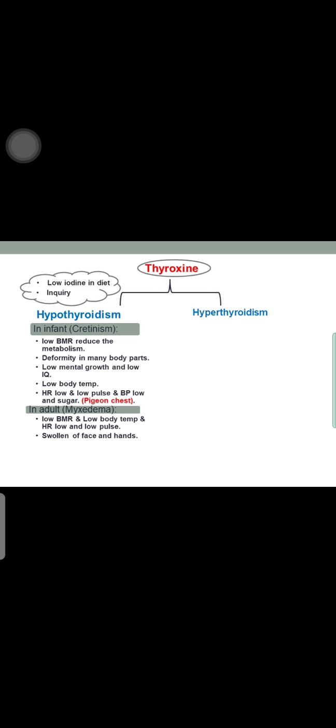Hypothyroidism may result from low iodine intake in the diet of the living organism, through water consumption or salt consumption, or maybe due to an injury to the gland. And in infants it results in a phenomenon known as cretinism.